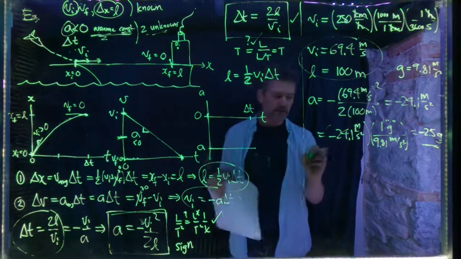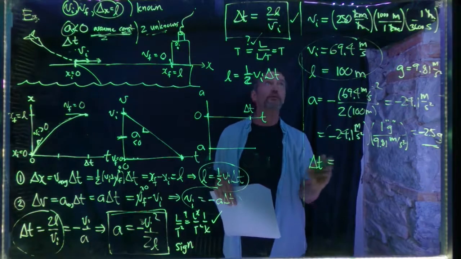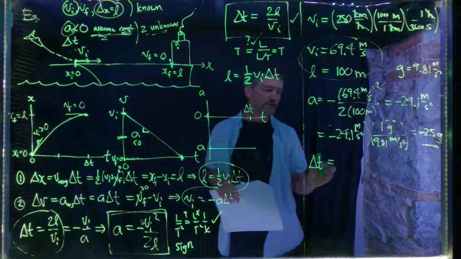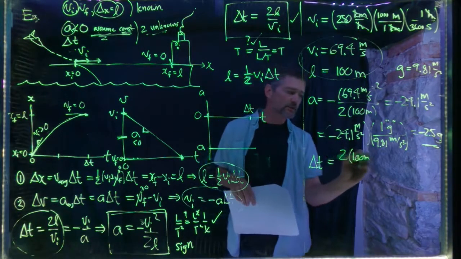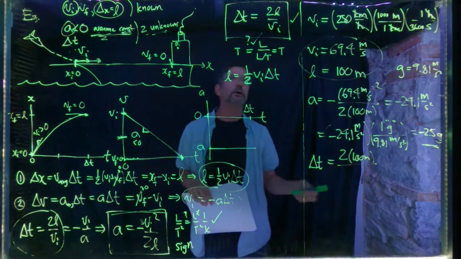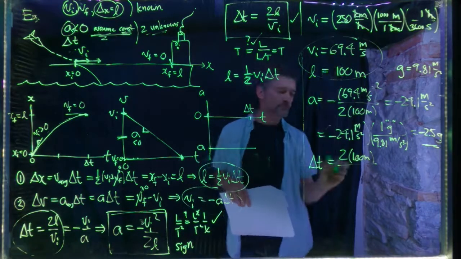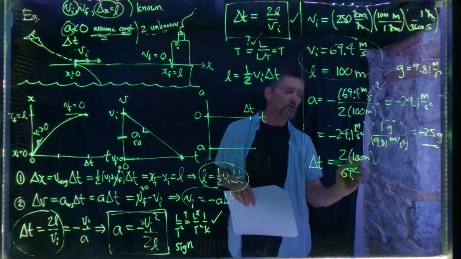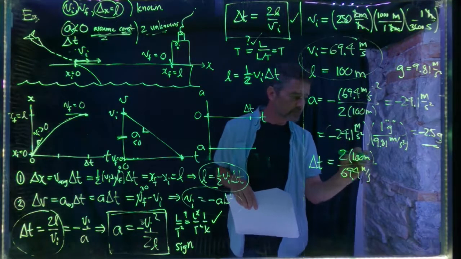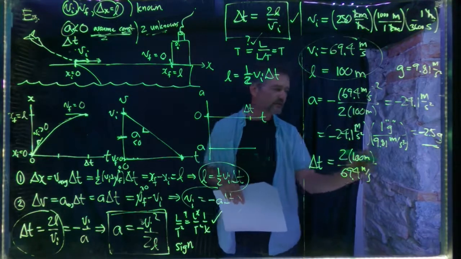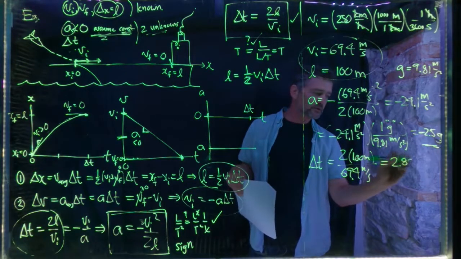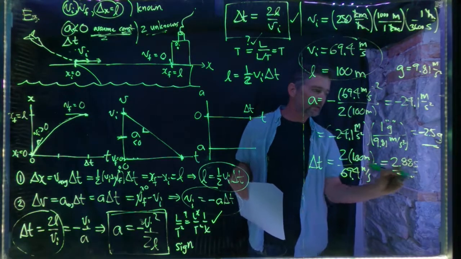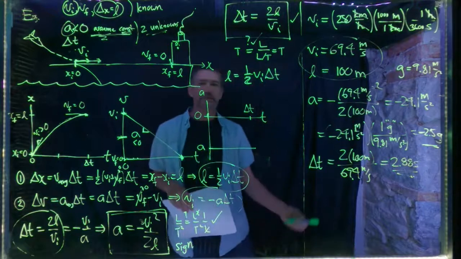Then finally, let's solve for delta t. Delta t is 2L divided by VI, so it's twice the estimated length of 100 meters, divided by the initial velocity. The initial velocity was 69.4 meters per second. Meters divided by meters per second is seconds, that's right. And the numerical value turns out to be 2.88 seconds.